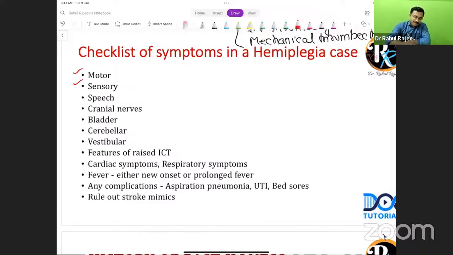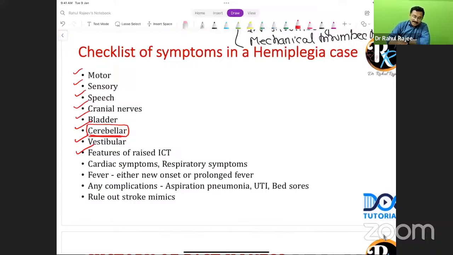These are all what I asked. Speech, cranial nerve symptoms, bladder symptoms, cerebellar symptoms. Now you tell me, why did I not ask about unsteadiness while walking in this patient? Cerebellar is ataxia, no? You tell me, I'm just waiting for your comments. Why did I not mention ataxia in this patient? You tell me. Cerebellar symptoms, vestibular symptoms, you have got to ask.